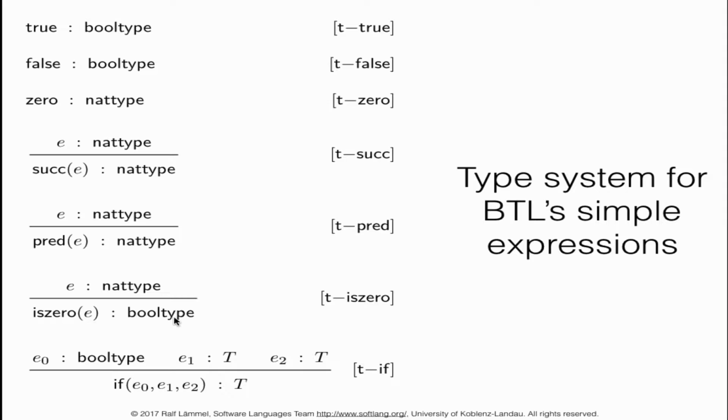For an if, the condition position e0 needs to be of type BoolType, and the two branches, the then and the else branch, they both need to be of one common type t. This could be NatType or BoolType. And this common type is then also defining the type of the composed if. So this is the set of rules making up the type system of the BTL language for simple expressions.